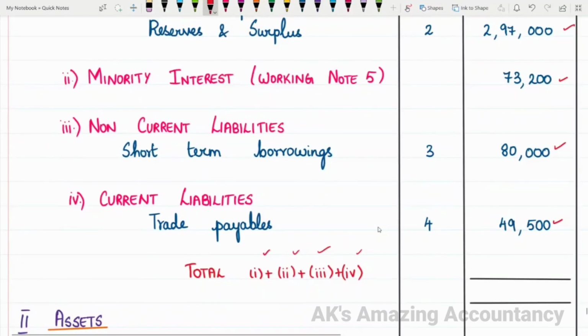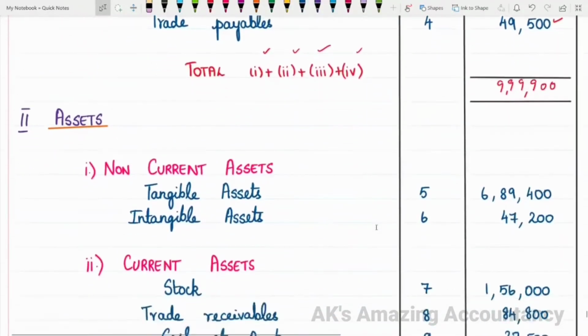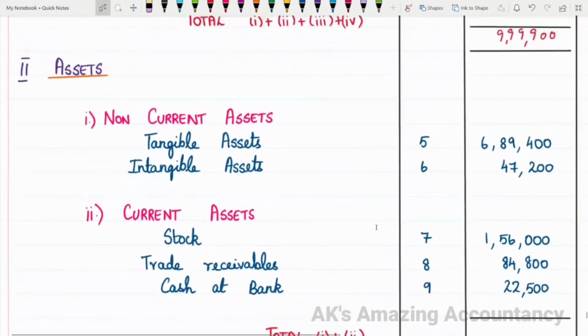When you add all these amounts together, you will be getting a total of 9,99,900. That will be the total of equity and liabilities.